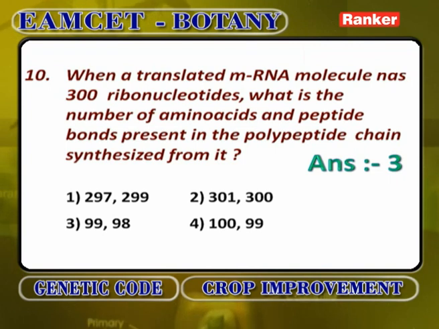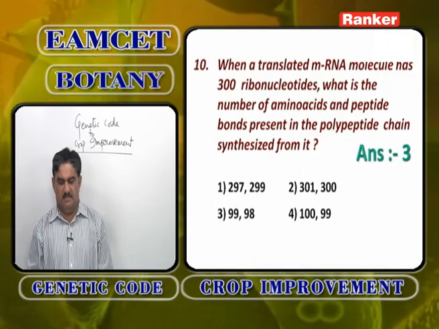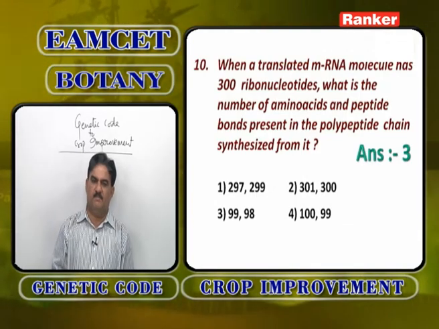When a translated mRNA molecule has 300 ribonucleotides, what is the number of amino acids and peptide bonds present in the polypeptide chain synthesized from it? 300 by 3 is 100. One nonsense codon must be removed. So, 99 amino acids and 98 peptide bonds will be there.